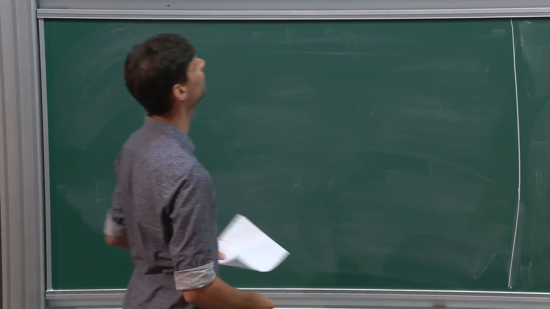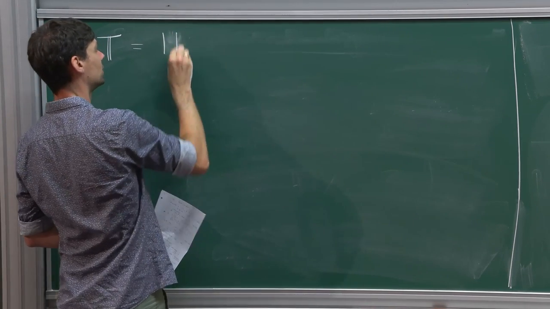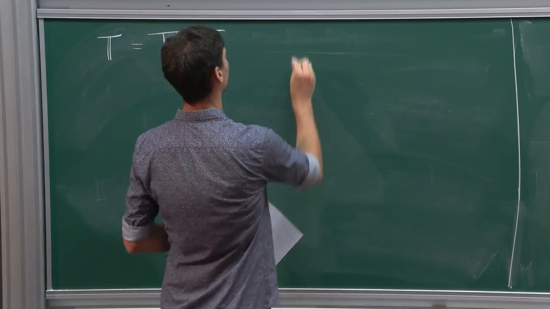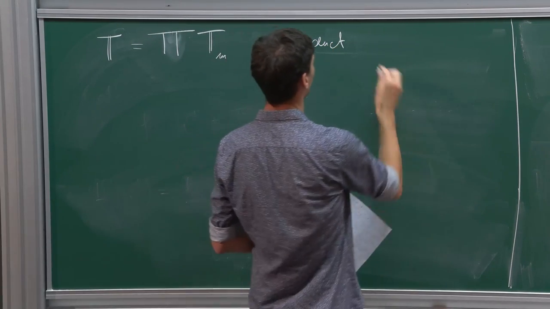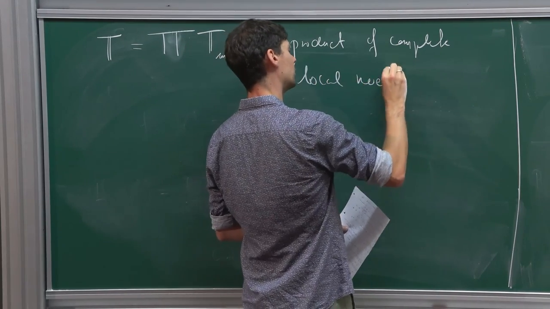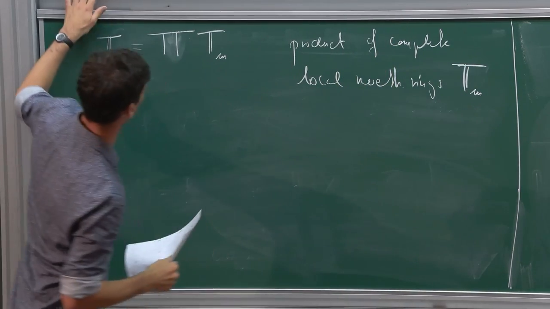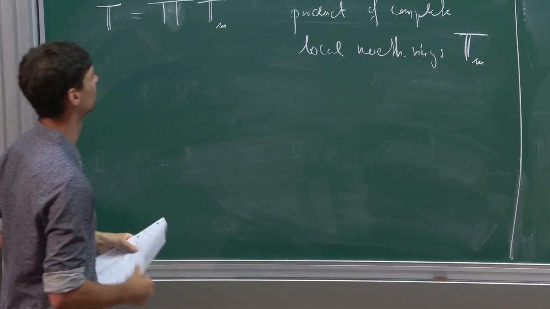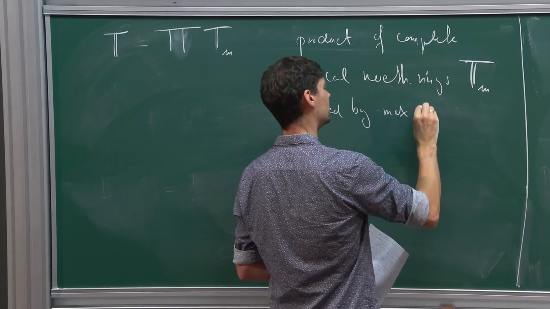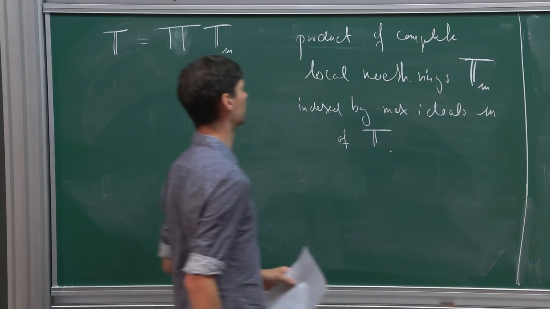Okay, so then it turns out that T has a product of Tm. So it's a semi-local ring. It's a product of complete local Noetherian rings Tm, and this product is indexed by the maximal ideals m of T. So it's a semi-local ring.